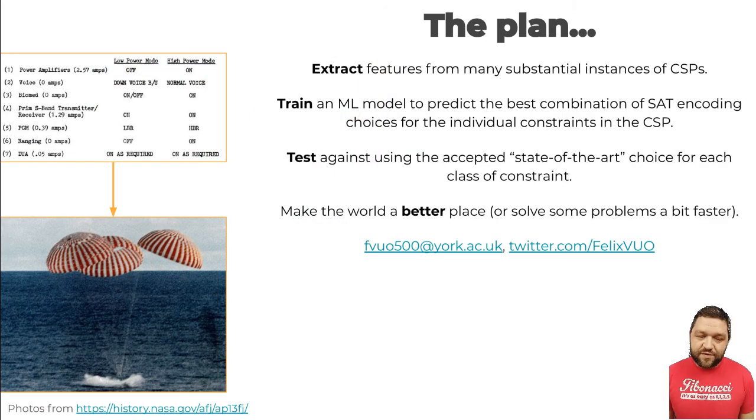To summarize, the thrust of my research project is to improve the performance of constraint solving by using machine learning techniques to select encodings on a more fine-grained level, at the level of individual constraints. My hope is that this summer school will help me build a viable and competitive system.